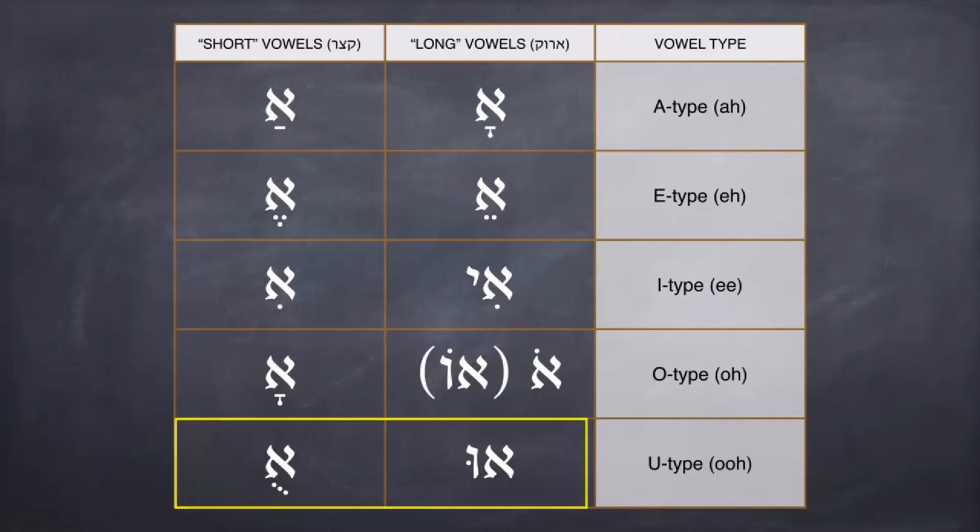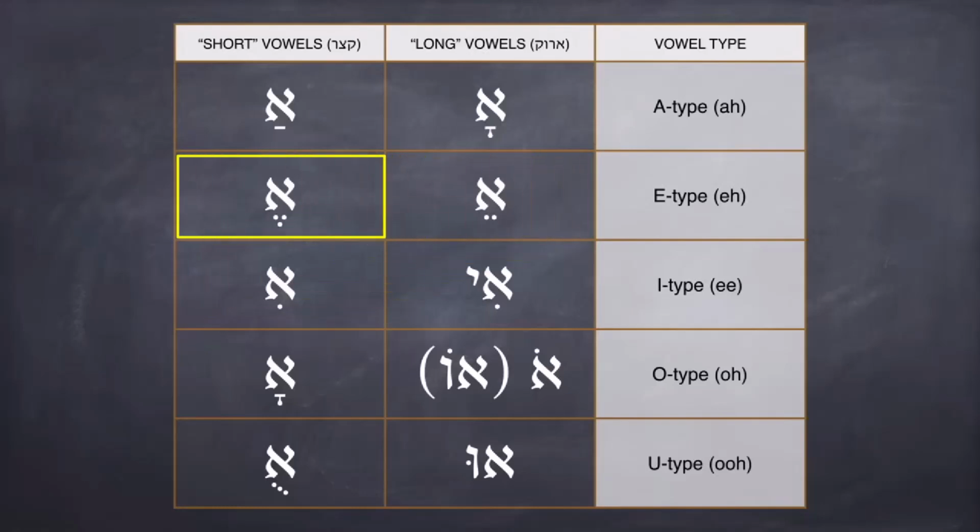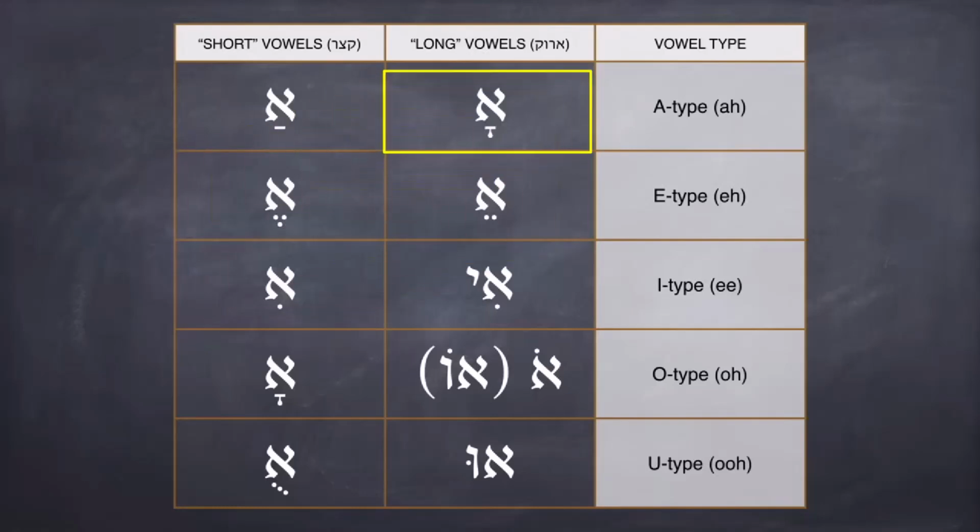Kibbutz, U sound, a short U, long U. Long O, short O. Long E, short E. Long E, short E. Long R, short R. Those are the 5 classes of vowels that we have.